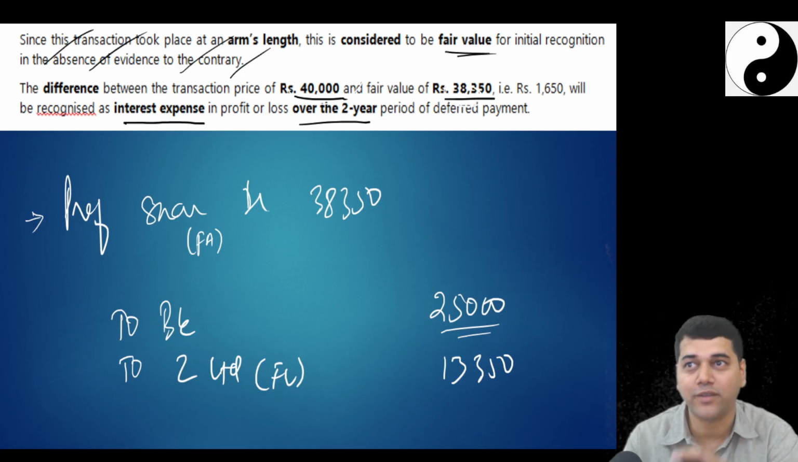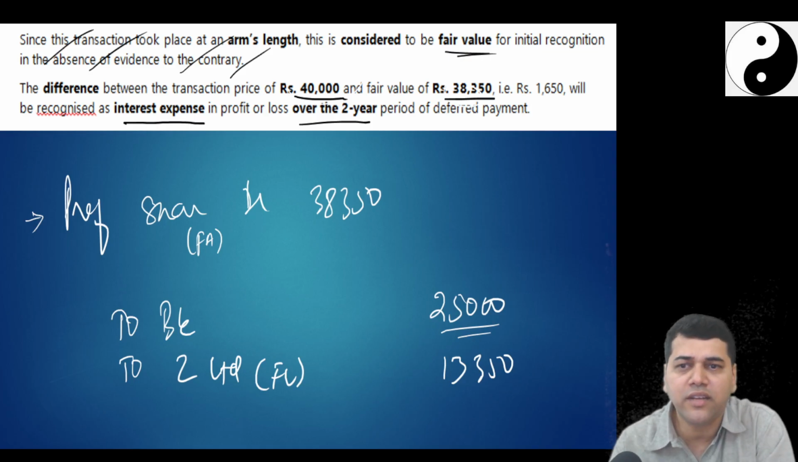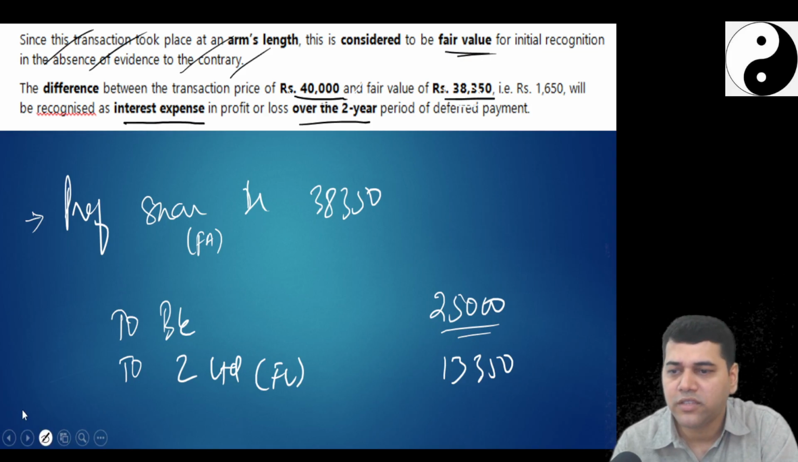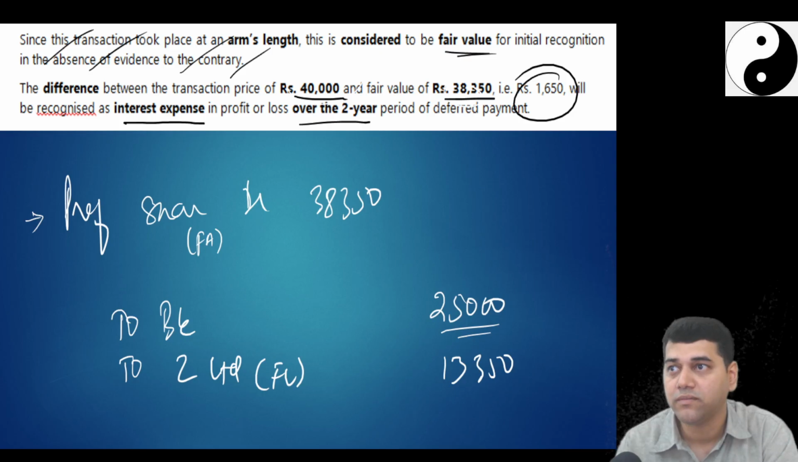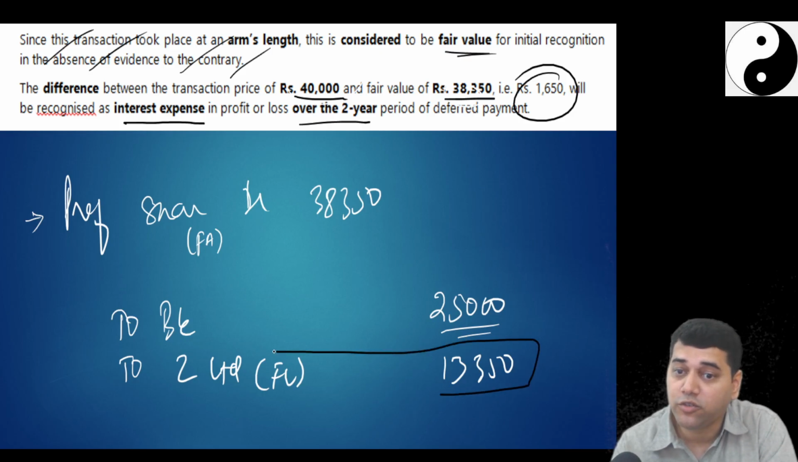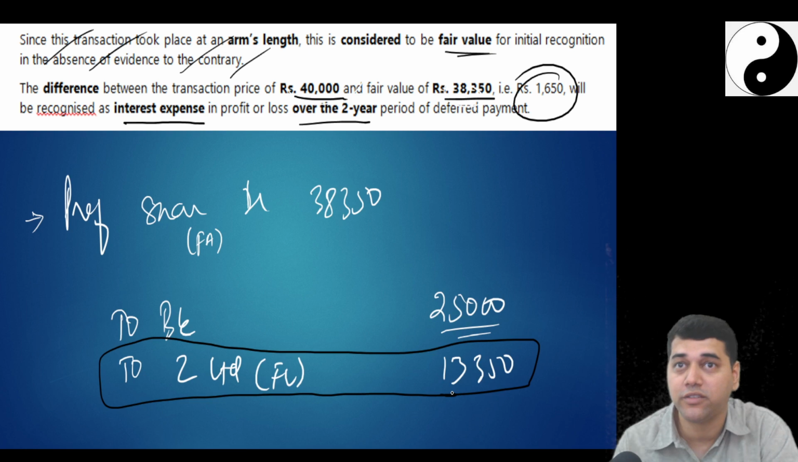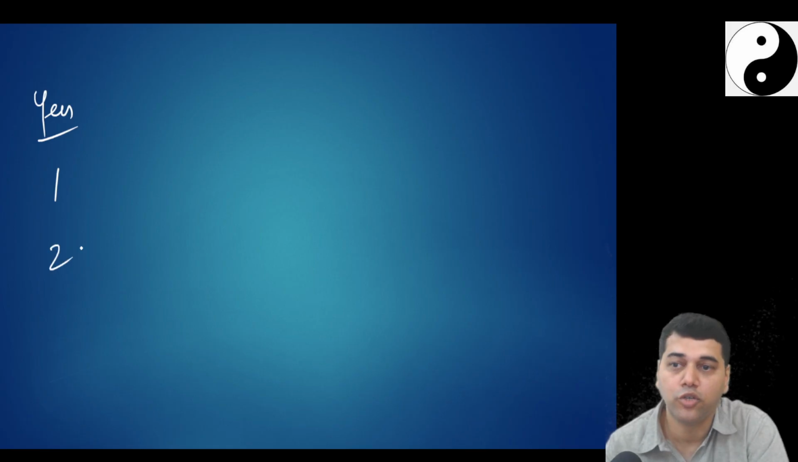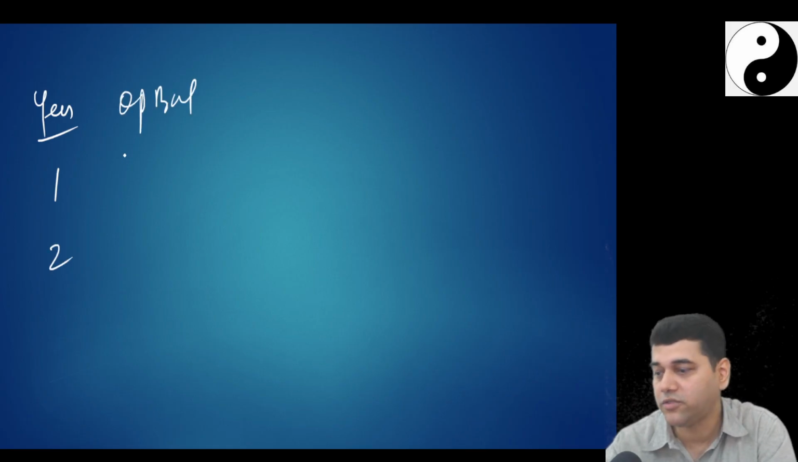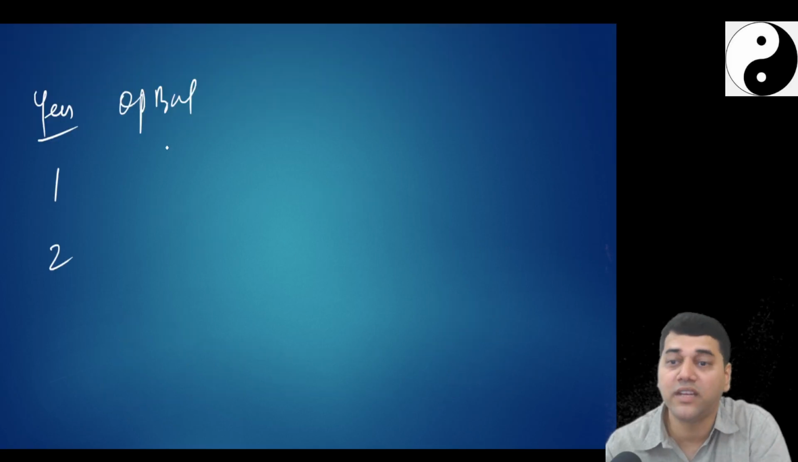Now that's it. This is the entry. See the catch here. That's what entries will give you understanding. Now they said, look, this 1,650 will be expensed over 2 years. What is the meaning of this? Amortization schedule, because for financial liability also you have to prepare an amortization schedule. So I will prepare one amortization schedule like this. Year 1, year 2. What is my opening balance? 13,350.